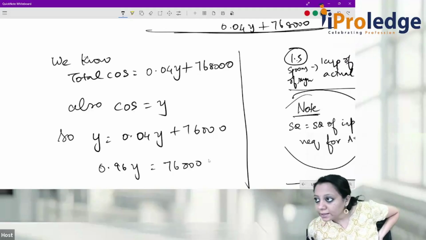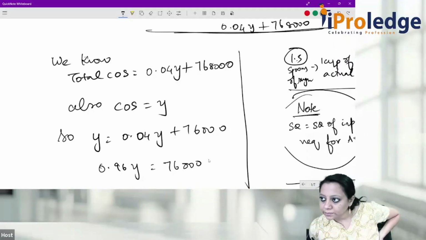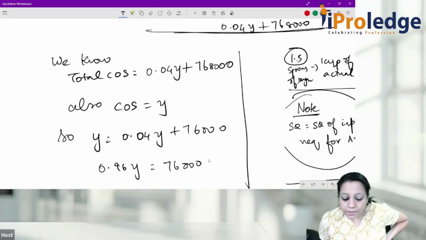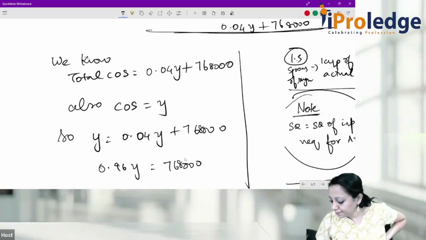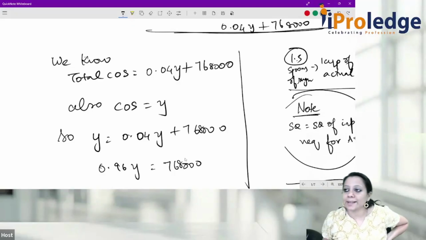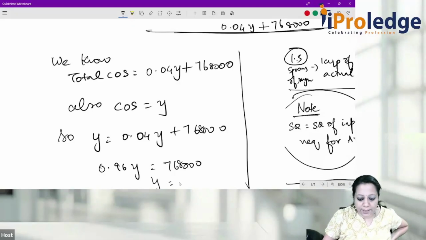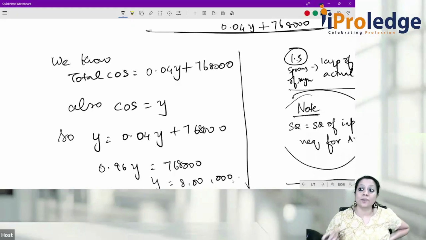7,91,666. Oh, 7,68,000. I missed 8. My mistake. Sorry. 8 lakhs. Okay. Y is equal to 8 lakhs. That means cost of sales is 8 lakhs. Why we had to find out all this? Then only we'll know variable portion, fixed portion separately. We need that for calculation.